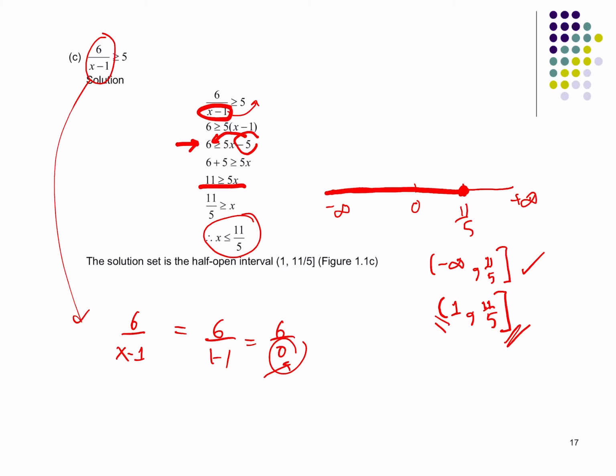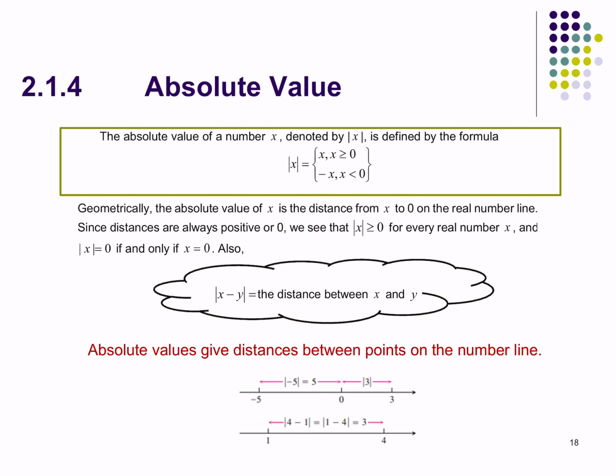Okay, therefore, the correct real line in this case should start from 11/5 and go until the value of 1. But the value of 1 needs to be an open circle point, to indicate that 1 is not included in the set. Right, next is about the absolute value.